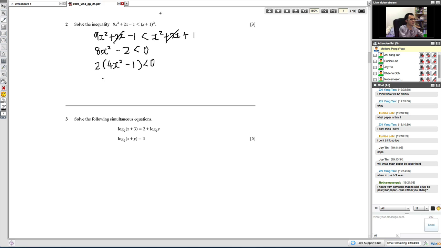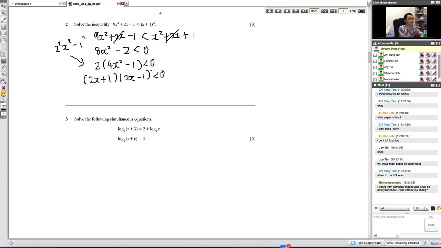And 4x squared minus 1, all of the numbers here are perfect squares. So you should be able to understand this one. I can actually change it to 2 squared x squared minus 1 squared. So this is a squared minus b squared. So what I will do is, this is 2x plus 1 and 2x minus 1 is less than 0. You might ask, how about the 2? The 2 I just throw to the other side, it just becomes divide by 2 and then it will get 0.